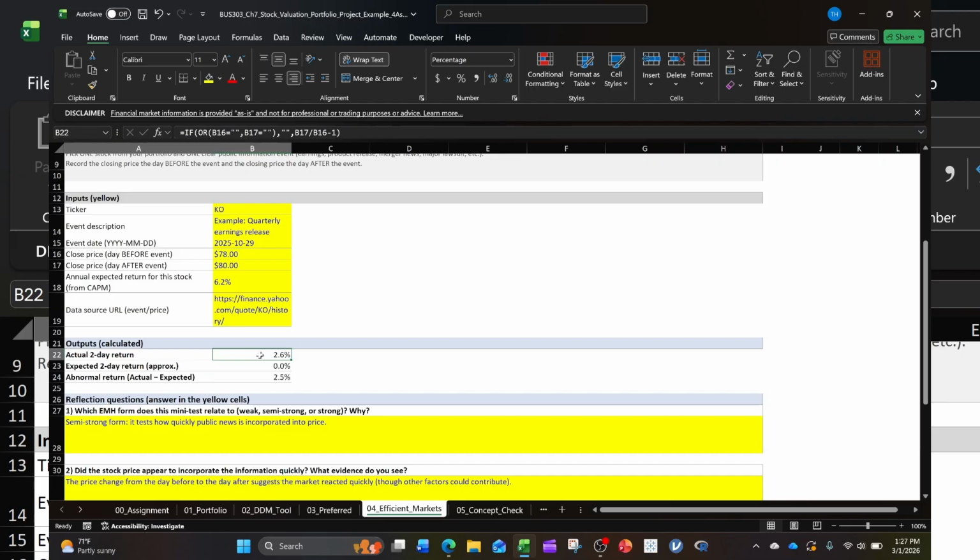All right, so the 2-day return is the price after divided by the price before minus 1. The expected 2-day return is just approximately 1 plus your annual expected return to the power of 2 divided by 252, minus 1. Abnormal return is the actual minus the expected. So if abnormal return is large, that suggests the price move was bigger than what we would expect from normal market risk alone.